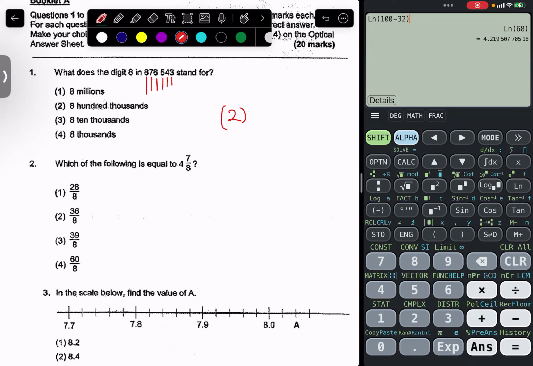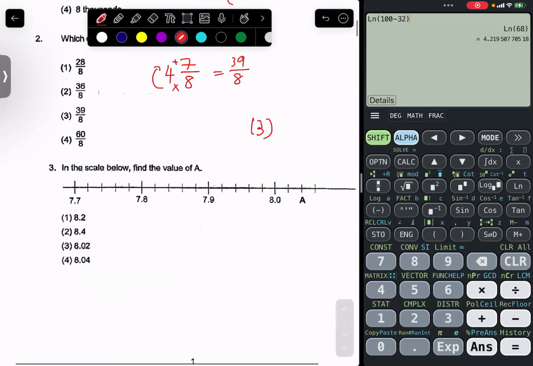Question 2. Which of the following is equal to 4 whole 7 out of 8? Okay, looking at this, they want us to convert it into an improper fraction. So for an improper fraction, times and plus, right? So 8 times 4 is 32, 32 plus 7 is 39. So 39 out of 8, option number 3.